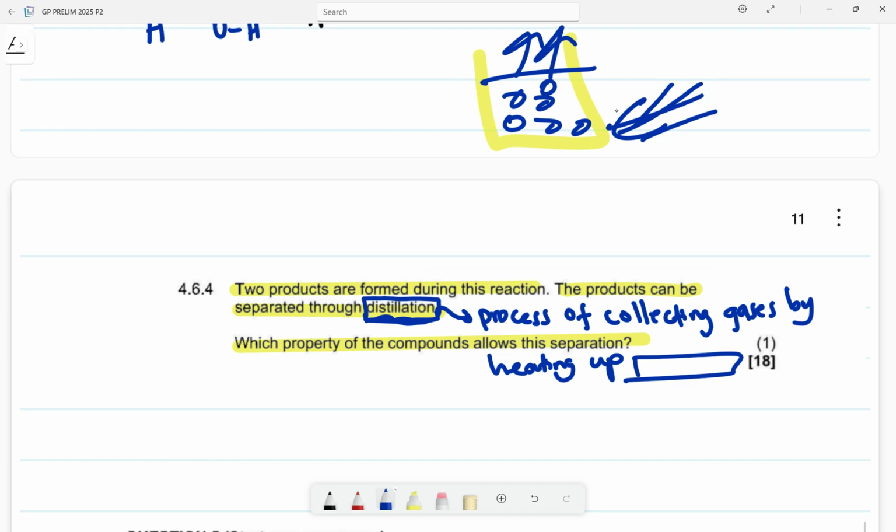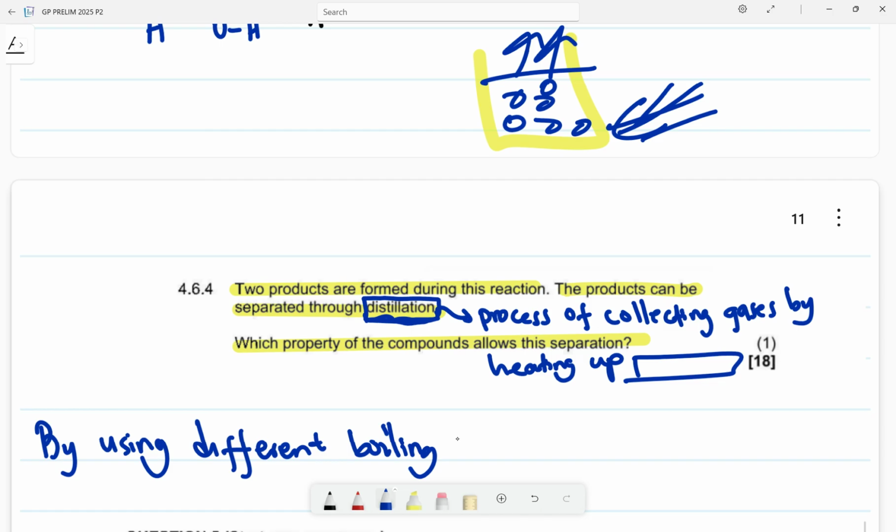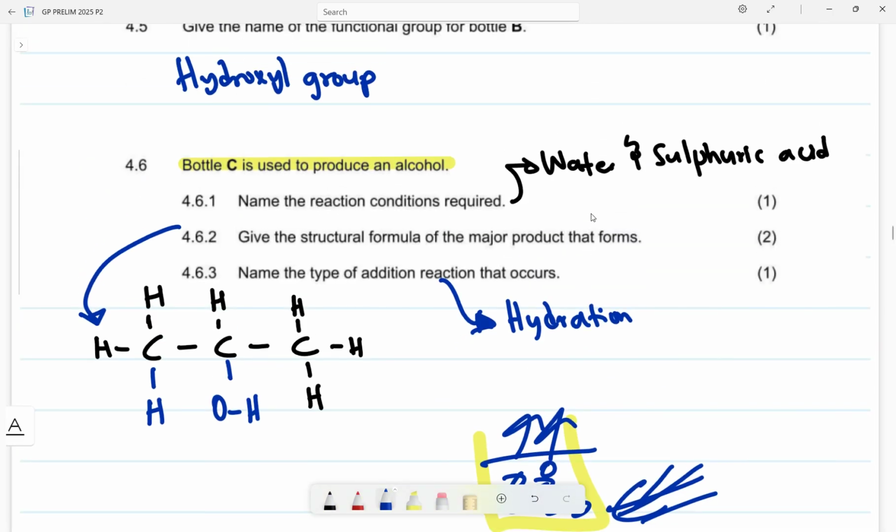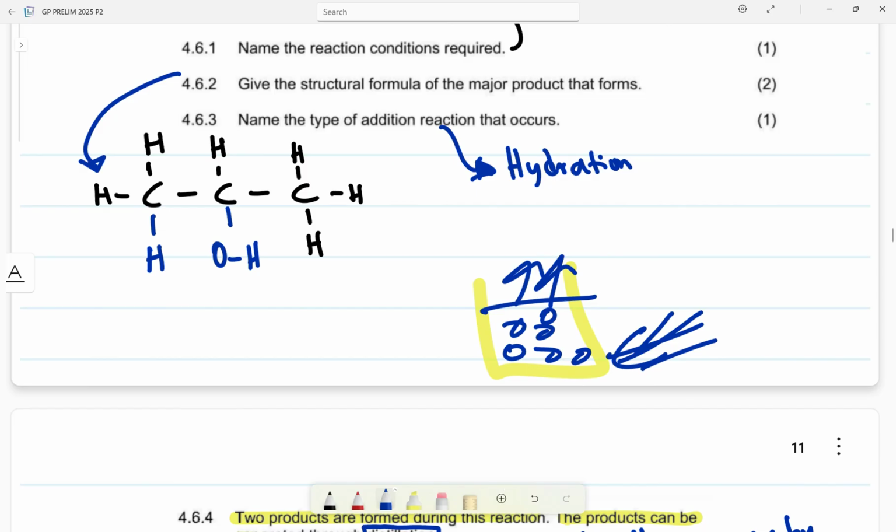Again, the one with the lower boiling point will go out first, and then the others will follow. So which property are we going to use there? By using their different boiling points. So this is the property that is going to allow us to separate the products that are formed in that reaction. So it's basically that, nothing difficult, guys. So yeah, let's look at question 5.